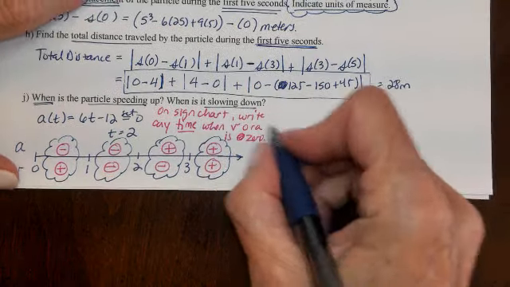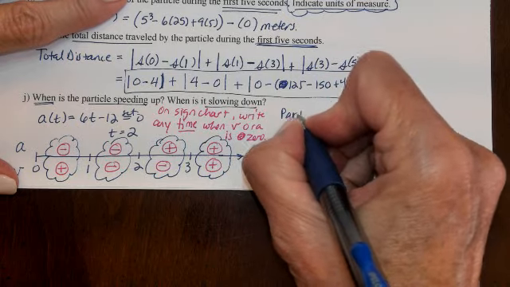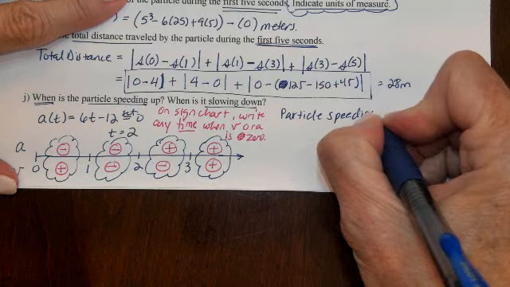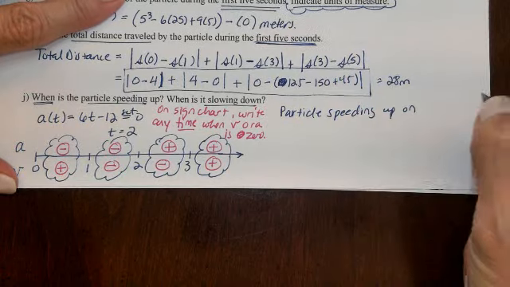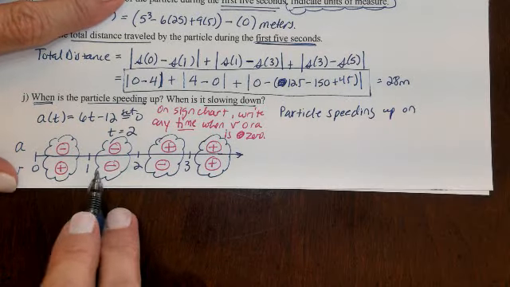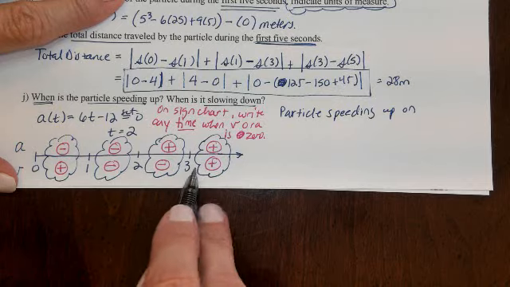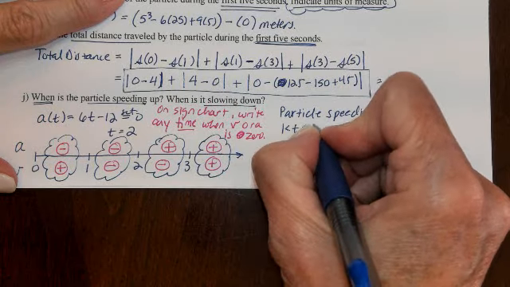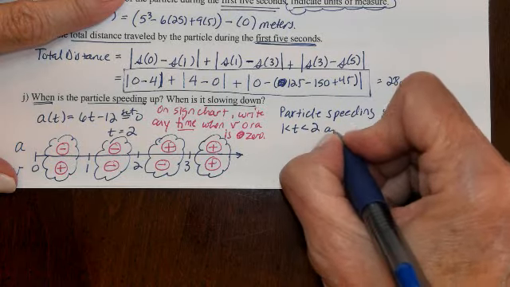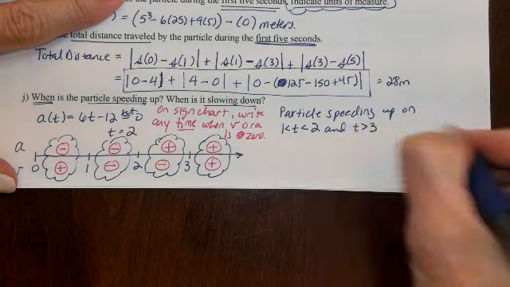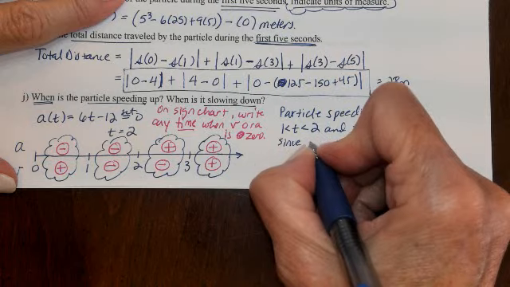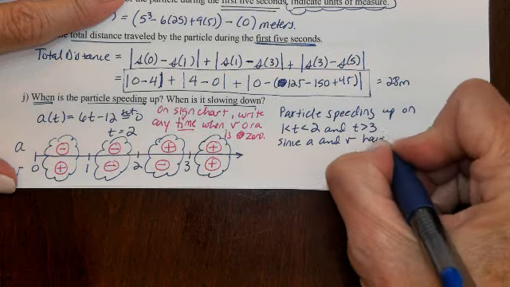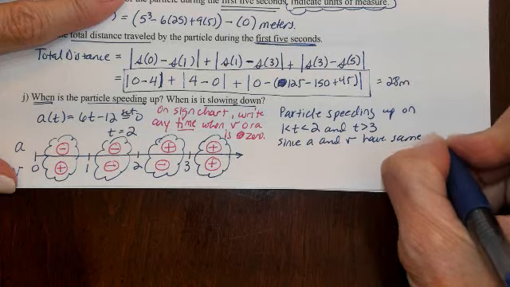All right. For our answer, I'm going to come over here and try to squeeze this in. The particle is speeding up on 1 to 2 and greater than 3. So 1 to 2 and greater than 3, since A and V have same signs.